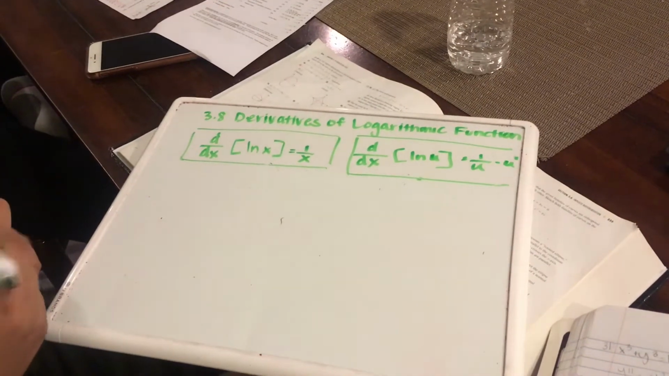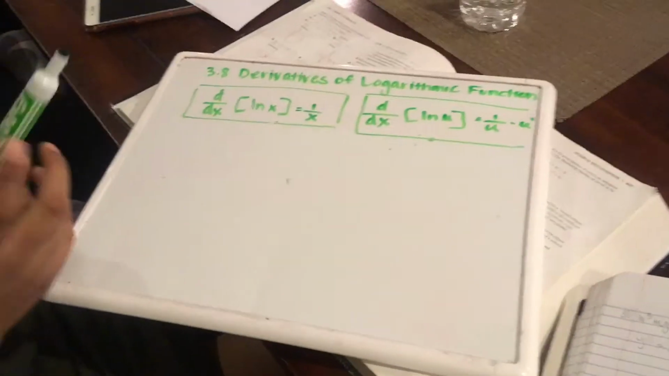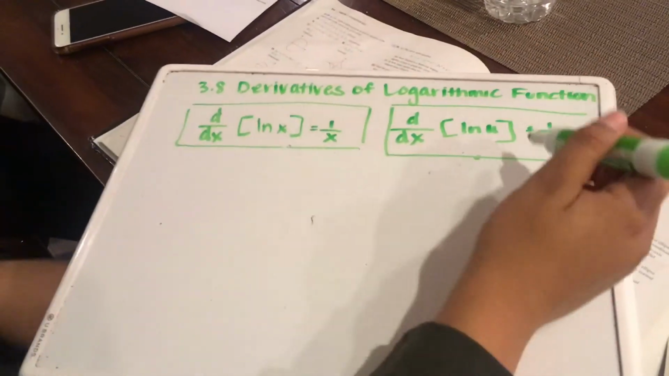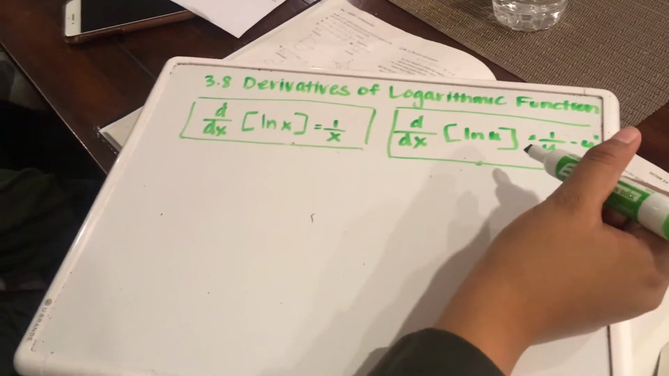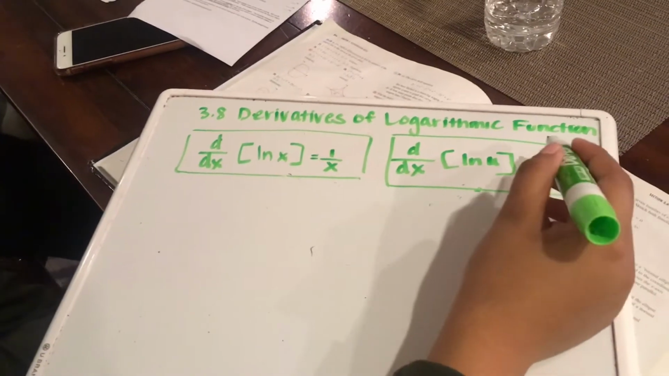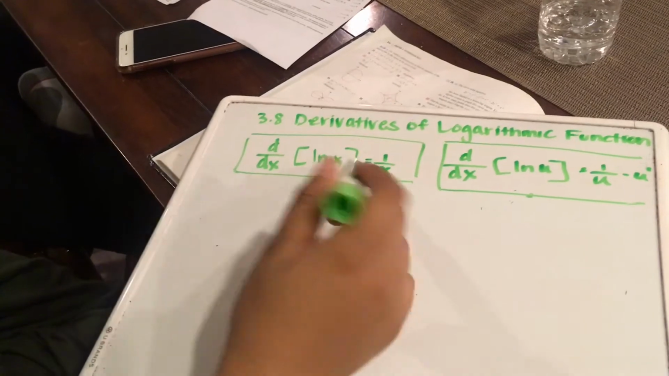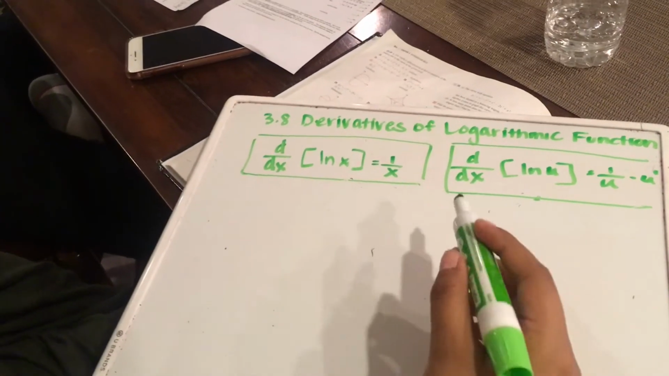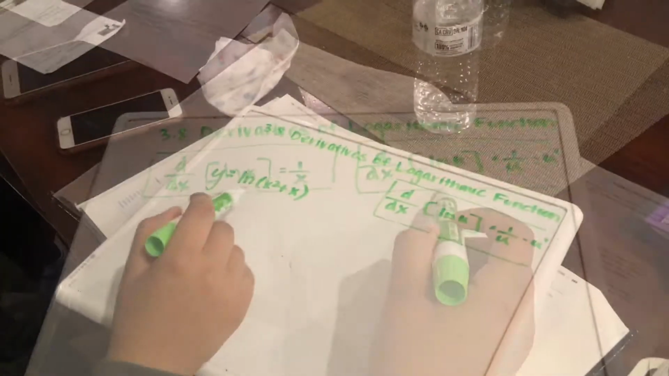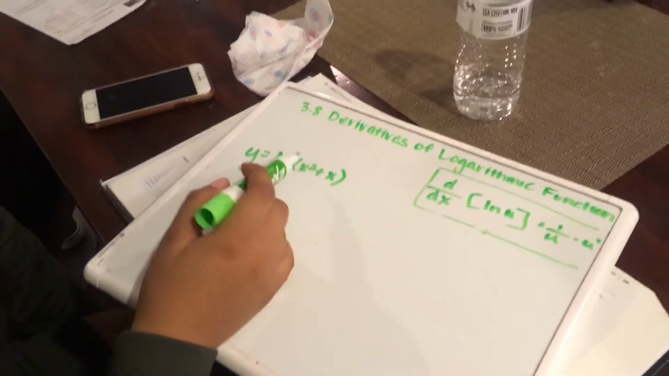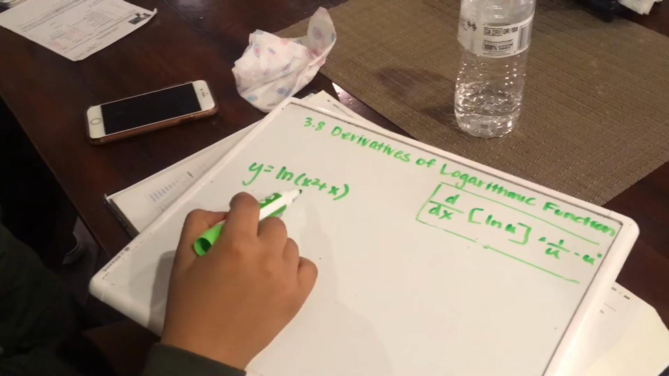Okay, so next we're going to be doing 3.8 derivatives of logarithmic functions. And we have two formulas. We're usually going to be using this one because most of the time there's something attached to the x, but when something's not attached to the x, we use this one. But for right now, for the example, we'll be using this one, because there's just more things added onto this equation.